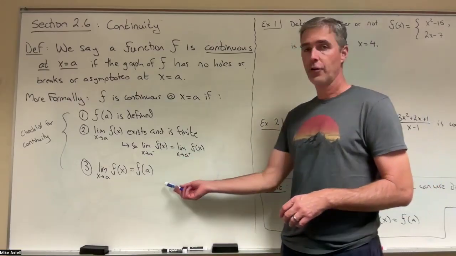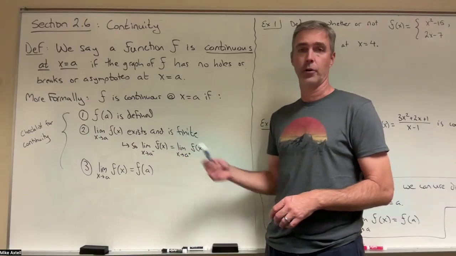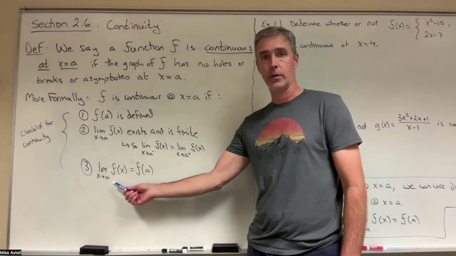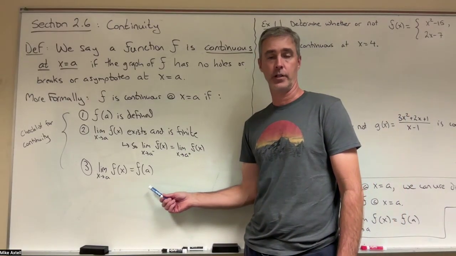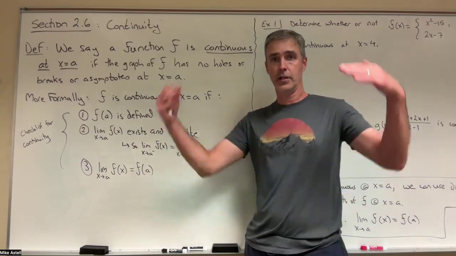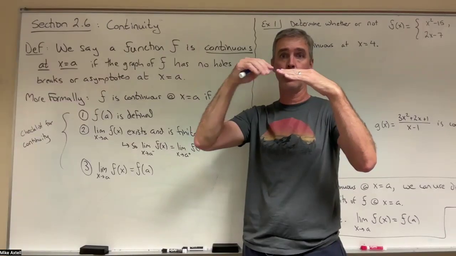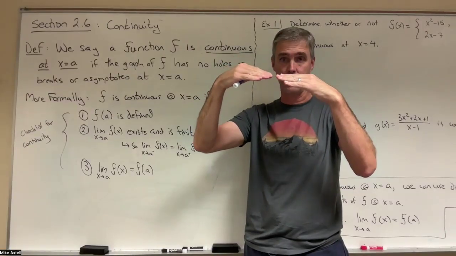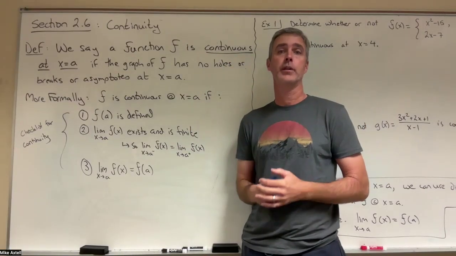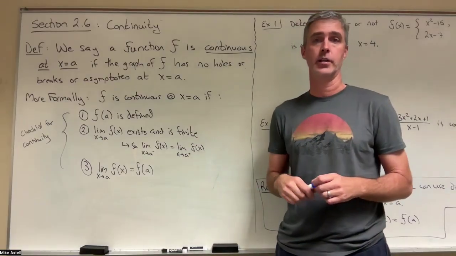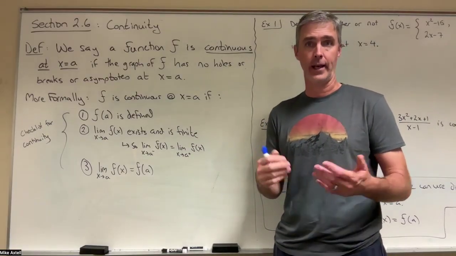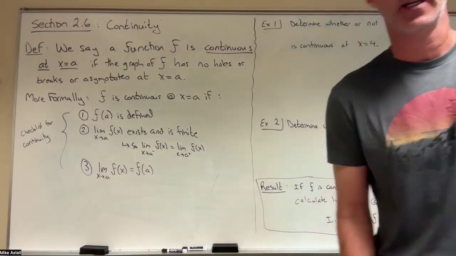Okay, and then the third thing is, assuming the first two are true, what that limit is equal to has to be what the function equals at that spot. So the limit tells you what's coming in from the left and from the right, and it has to agree with what the function says at x equals a. If those three things happen, your function is continuous at that x value a, right? All right, let's check out a couple examples.